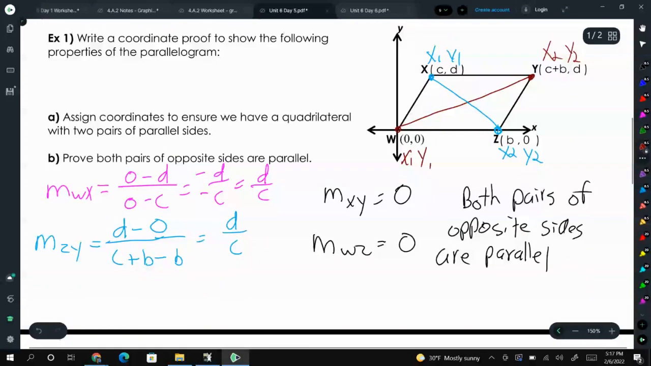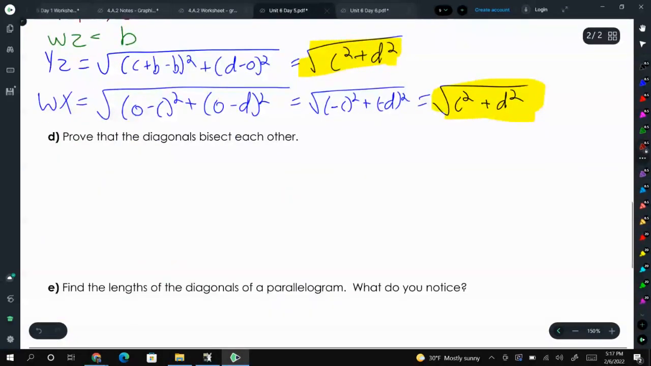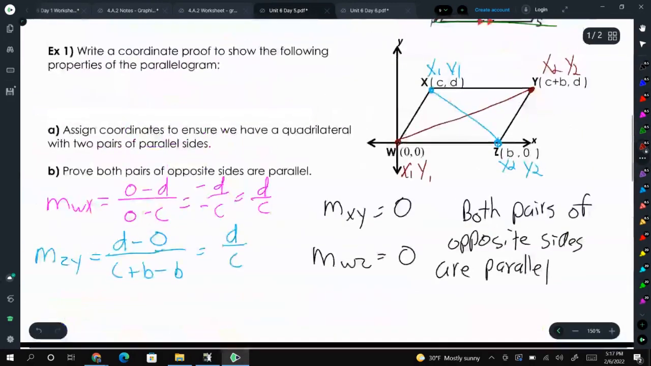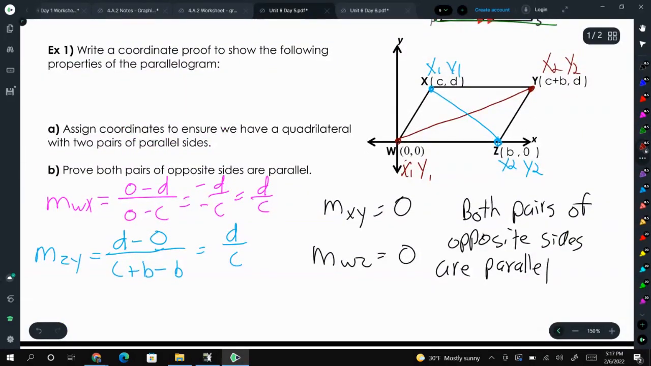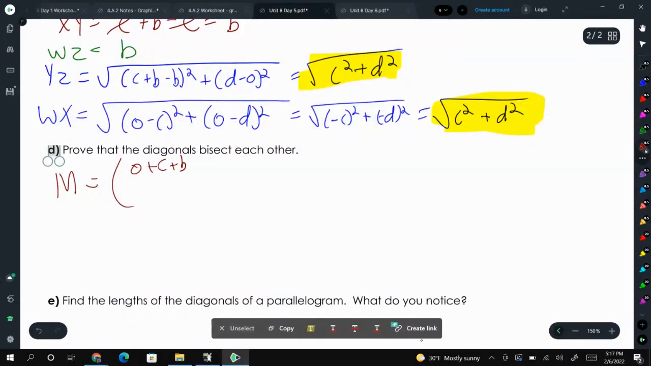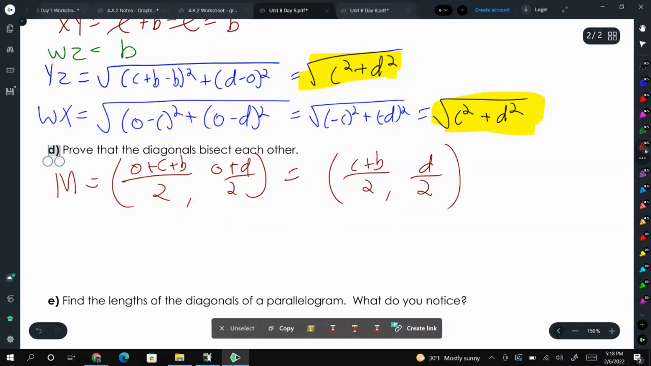So we're going to do the brown one first. The midpoint. So x1 plus x2, so 0 plus C plus B over 2, comma, 0 plus D over 2, which is going to be C plus B over 2, comma, D over 2. And we can't simplify that any further, so we're going to leave that there.